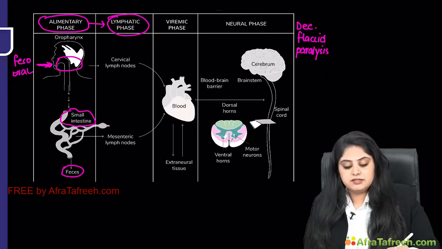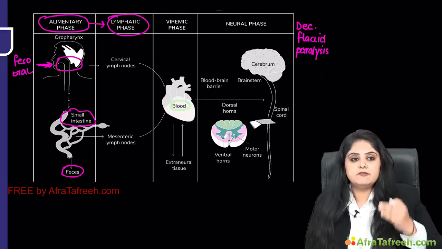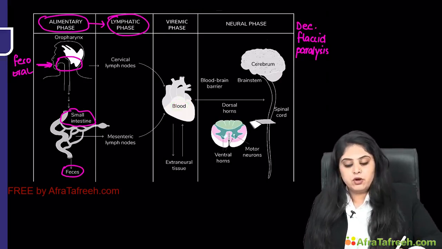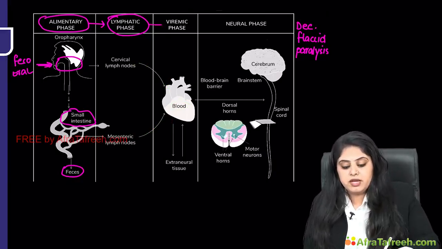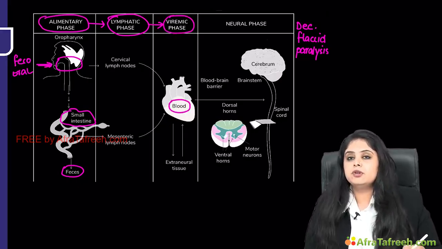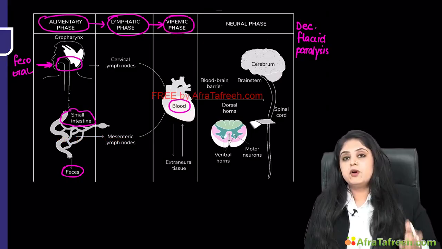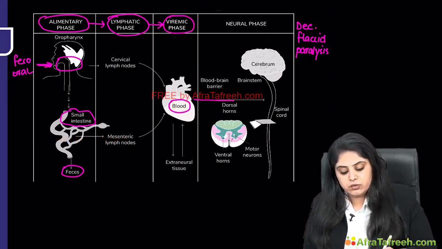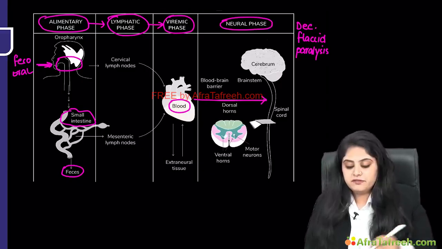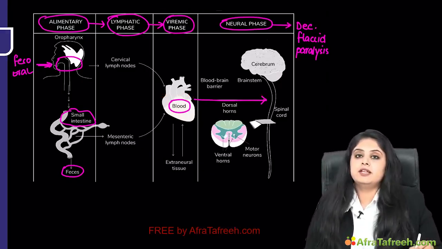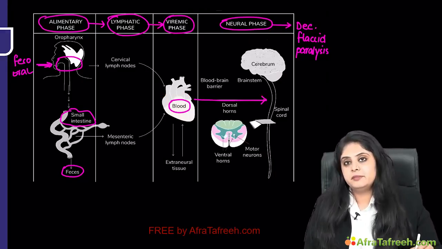From the lymphatics, every time, lymphatics drain into the blood. So from the lymphatics, it's going to drain into the blood. Virus going into blood means now I call it viremic stage. And from there, obviously, it is going to go to the different parts of the spinal cord, that is the neural phase. And that is when the patient develops descending flaccid paralysis.